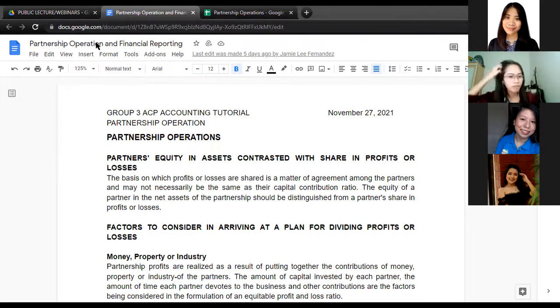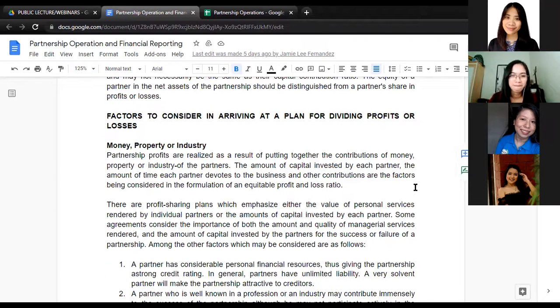Next is factors to consider in arriving at a plan for dividing profits or losses. Money, property, or industry. Partnership profits are realized as a result of putting together the contribution, money, property, or industry of the partners. The amount of capital invested by each partner, the amount of time each partner devotes to the business and other contribution are the factors being considered in the formulation of an equitable profit and loss ratio. So ito yung mga bagay na kinukonsider para magkaroon ng profit and loss ratio.